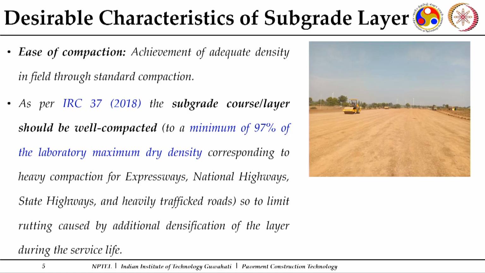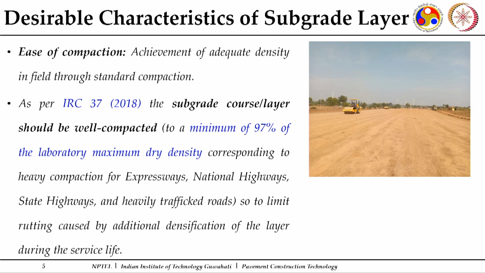Another important characteristic is that whatever material you are going to use in the subgrade construction should be easily compacted in the field, because you have certain standard rolling methods and equipment used for compacting different layers: the subgrade layer, granular courses, or asphalt courses, that is, bituminous bound courses. Ease of compaction is one, because you need to achieve a given density. Density will help you get good strength also, in terms of different parameters.